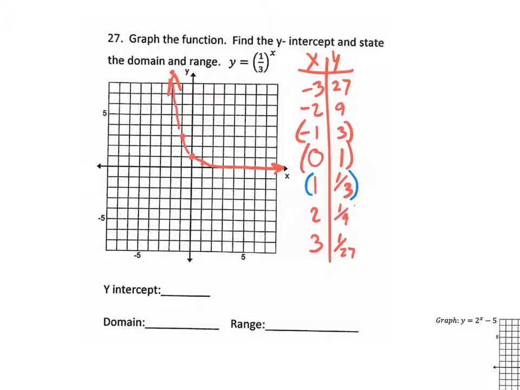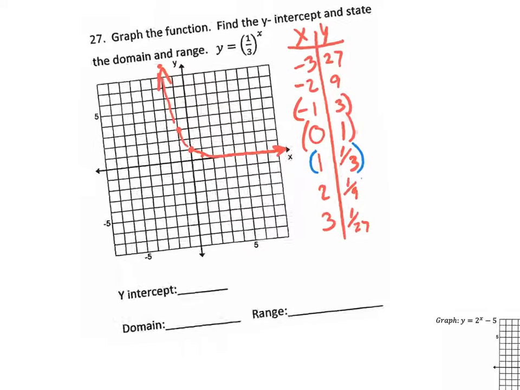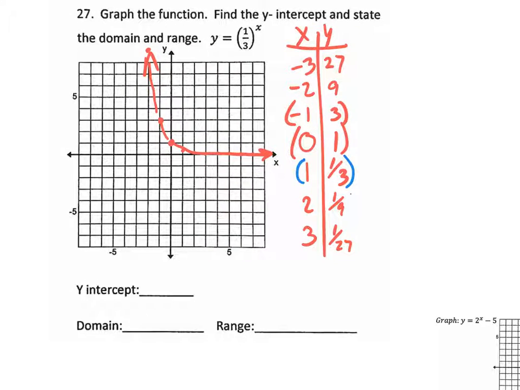So there's a couple more parts to this. Down here, it says, what's the Y-intercept? The Y-intercept is where it crosses the Y-axis, and obviously it crosses at the value of 1, or you could use the coordinate 0, 1. Either one is a good answer.